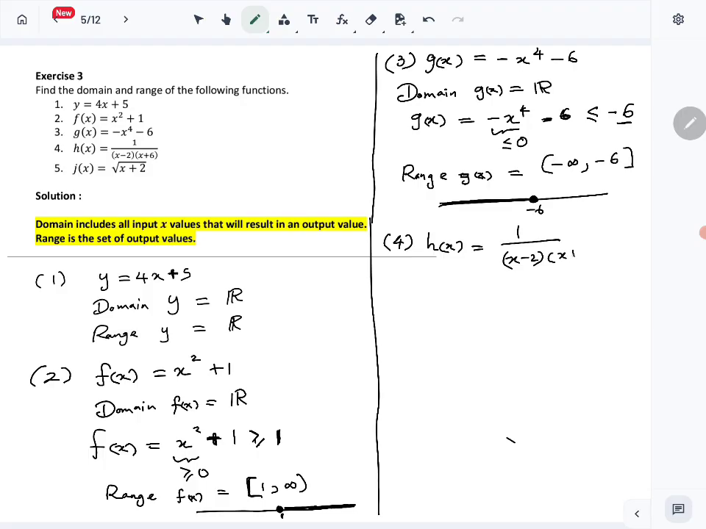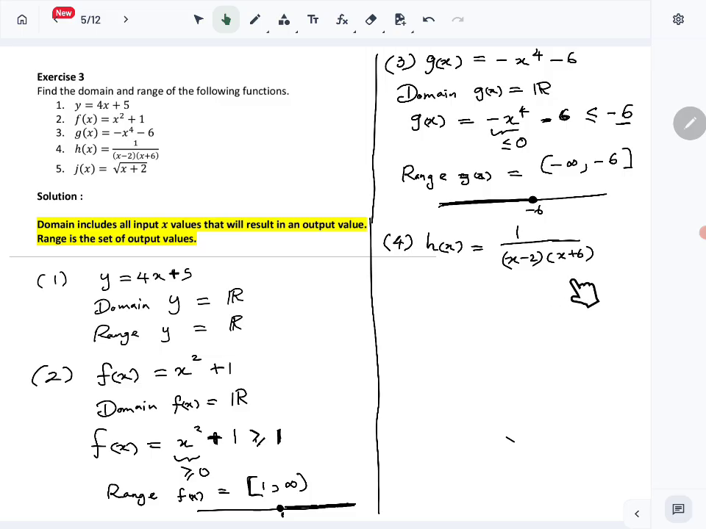Okay. Now we have a quotient, no? So this is the rule for quotient. We can't divide by 0, no? So any number that will make the denominator 0 is not part of the domain.